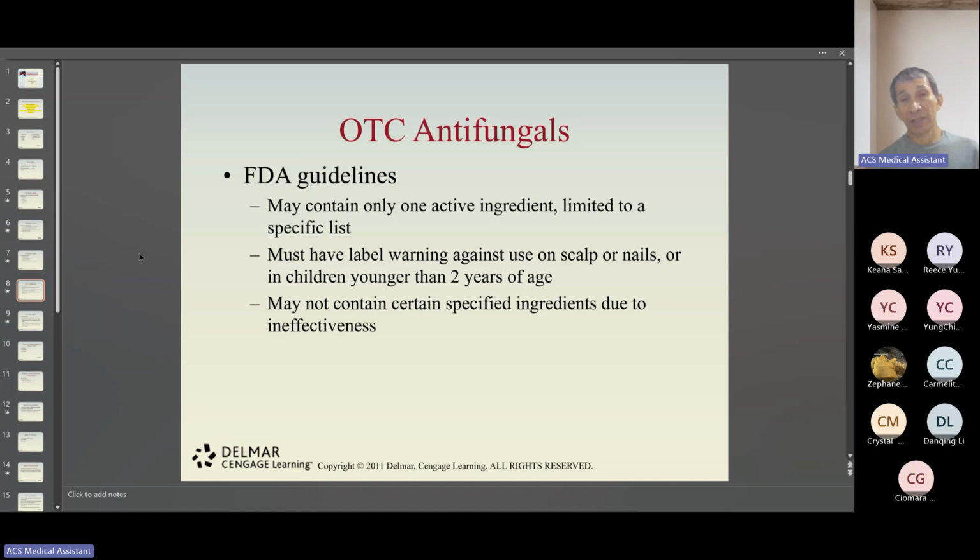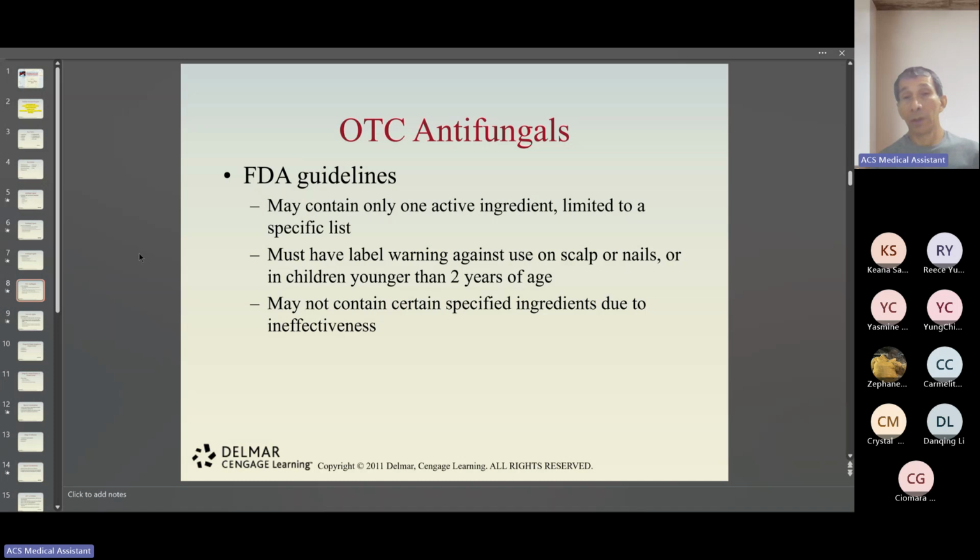Remember, diaper rash is a fungal infection. Athlete's foot is a fungal infection. So whenever you develop a rash under your armpit because you are sweating too much, or you are obese, in between your legs, your buttocks, and your feet, well, that is a type of fungal infection that you develop.